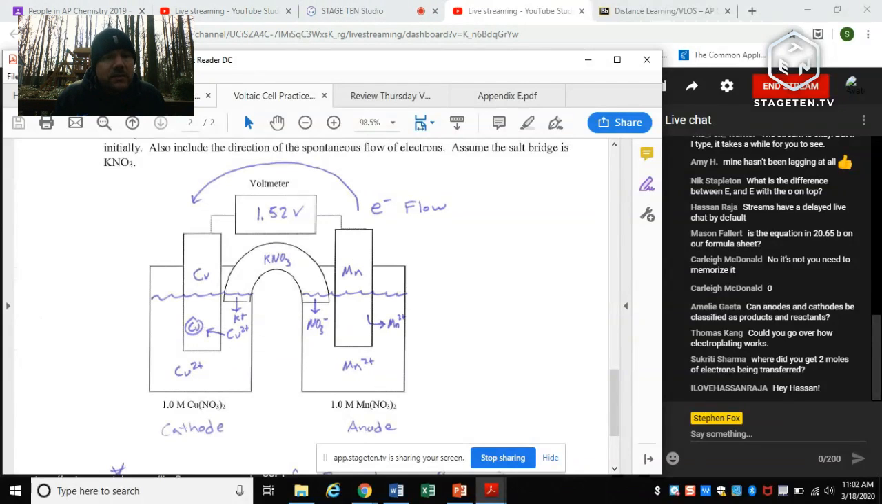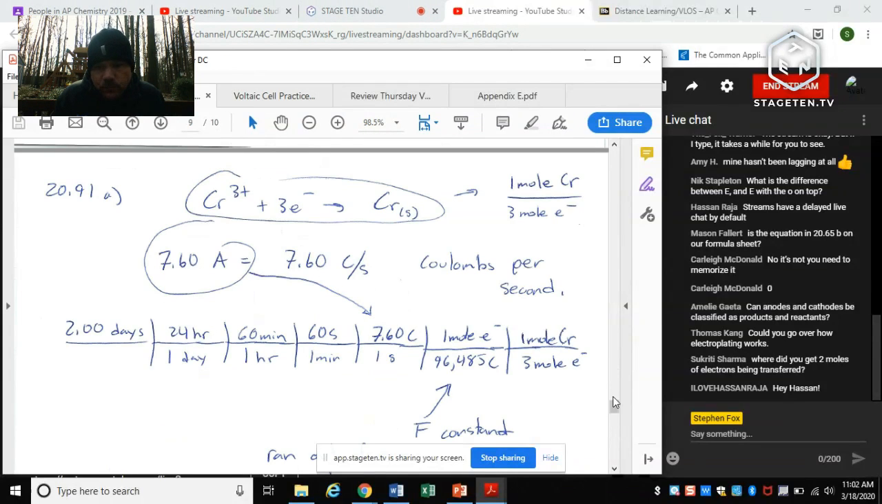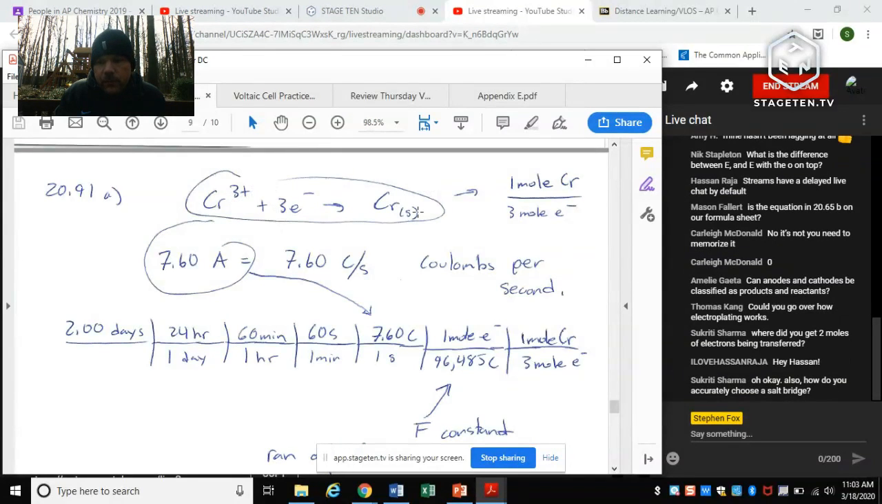All right, so back to the problem set here. Thomas, for electroplating, we applied 7.6 amps, which is this many coulombs per second, for 2 days, and we were plating chromium. Okay?